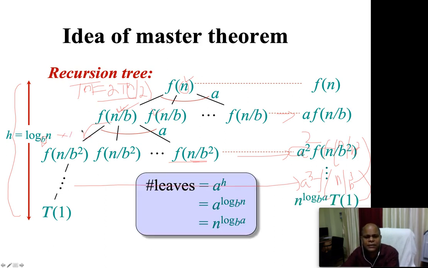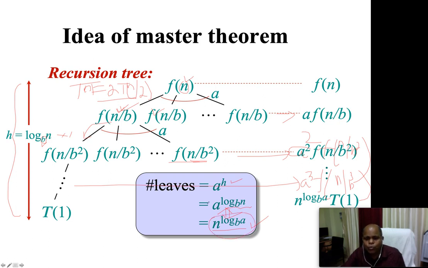Now, the point is how many leaves will be there? The number of leaves will be a to the power h, because the height is h, so the number of leaves at the last level will be a to the power h. Instead of h we can write log n base b. Hence, as in mathematics we have already shown by a mathematical identity, this will be n to the power log a base b. Okay, this will be the leaves.